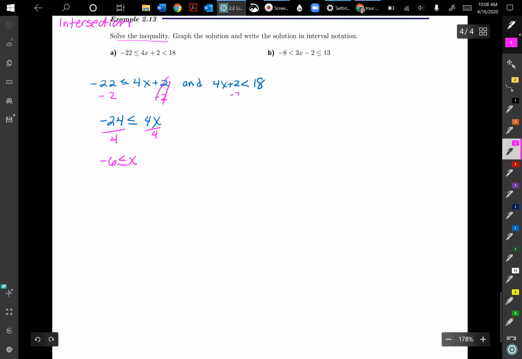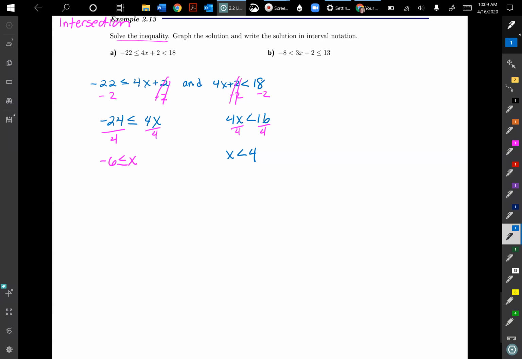On this one, I'm going to subtract 2 from both sides, and then I end up with 4x less than 16. Divide both sides by 4, and I end up with x less than 4. Now you can see where this x is in the middle. So I have "and" all carrying down there.